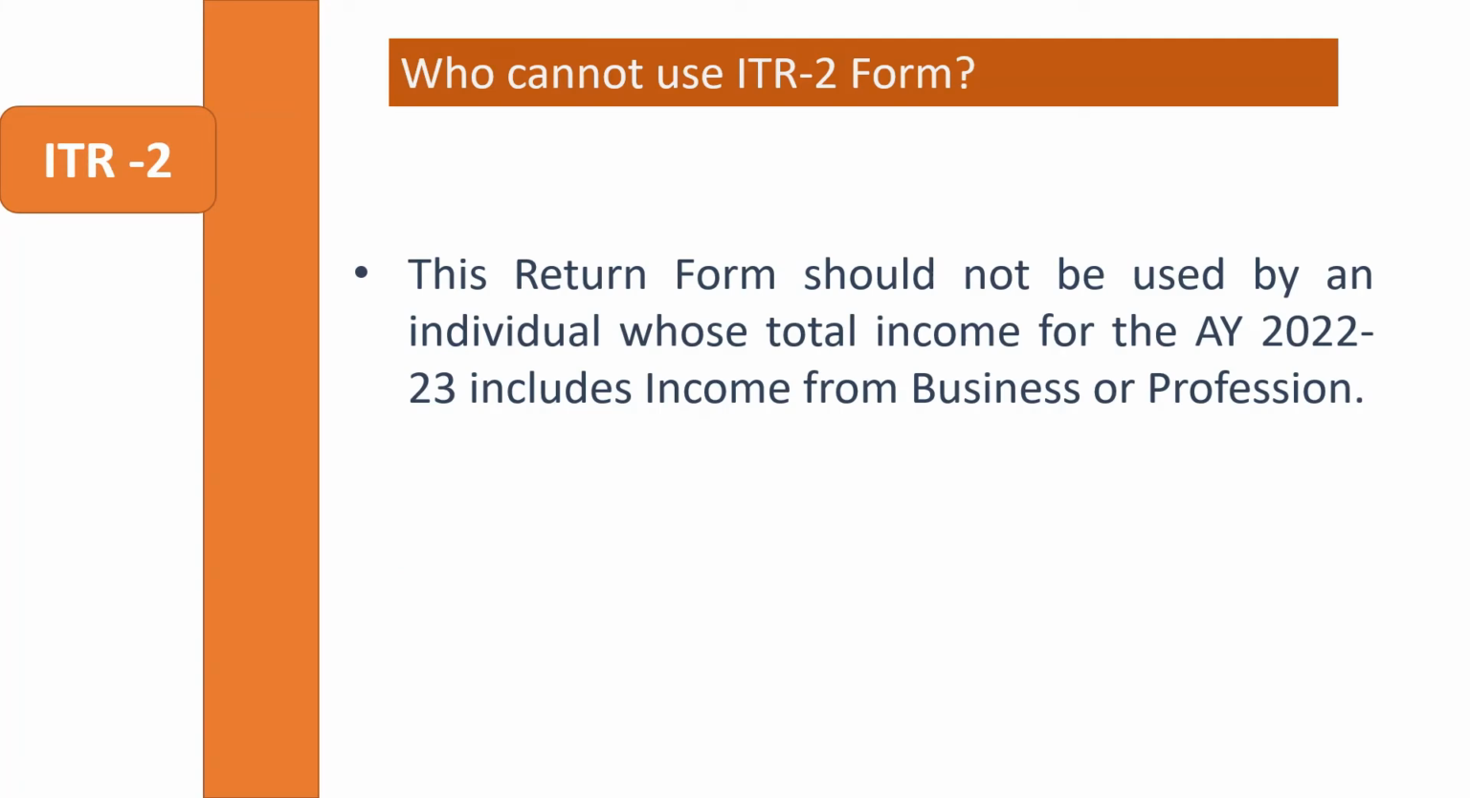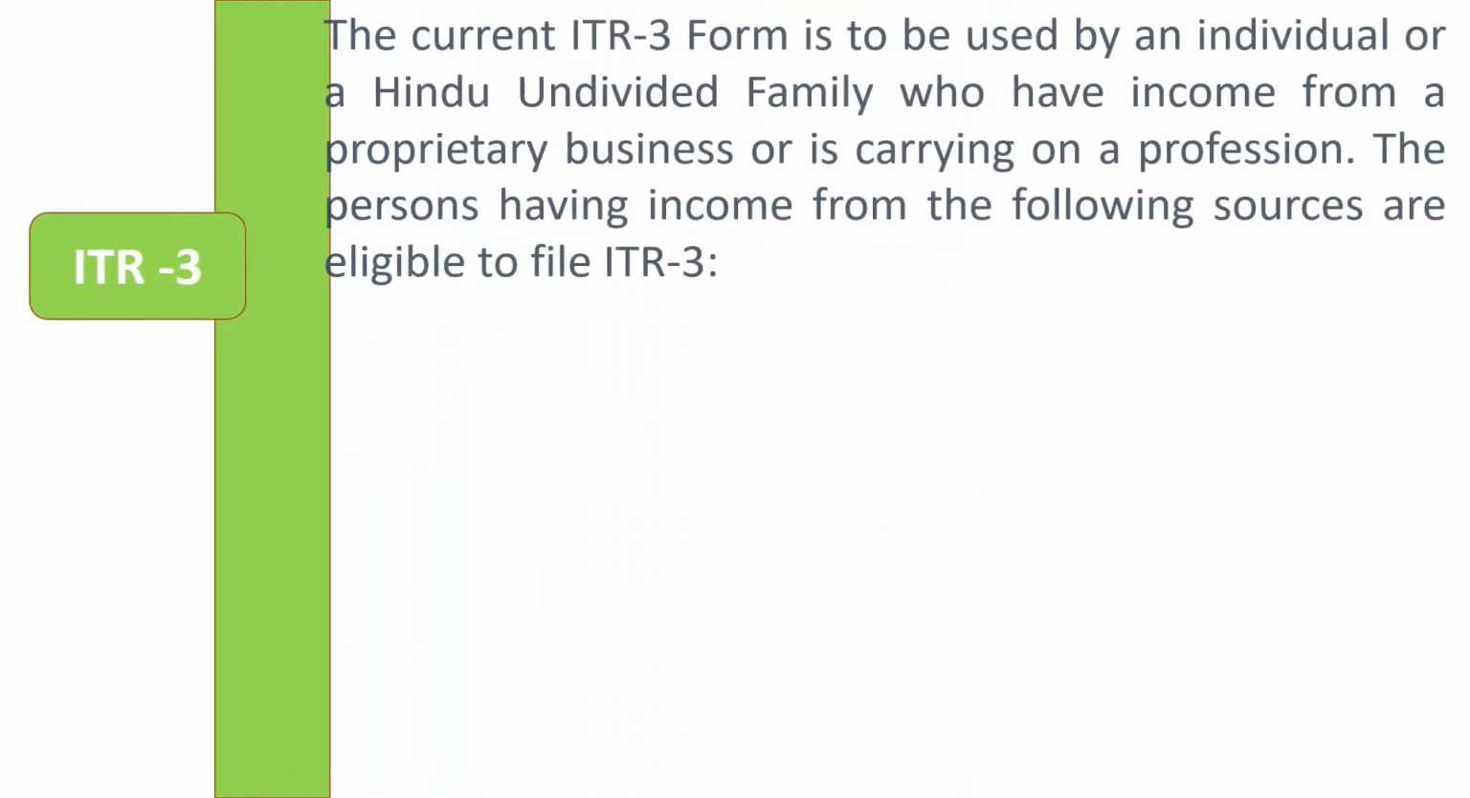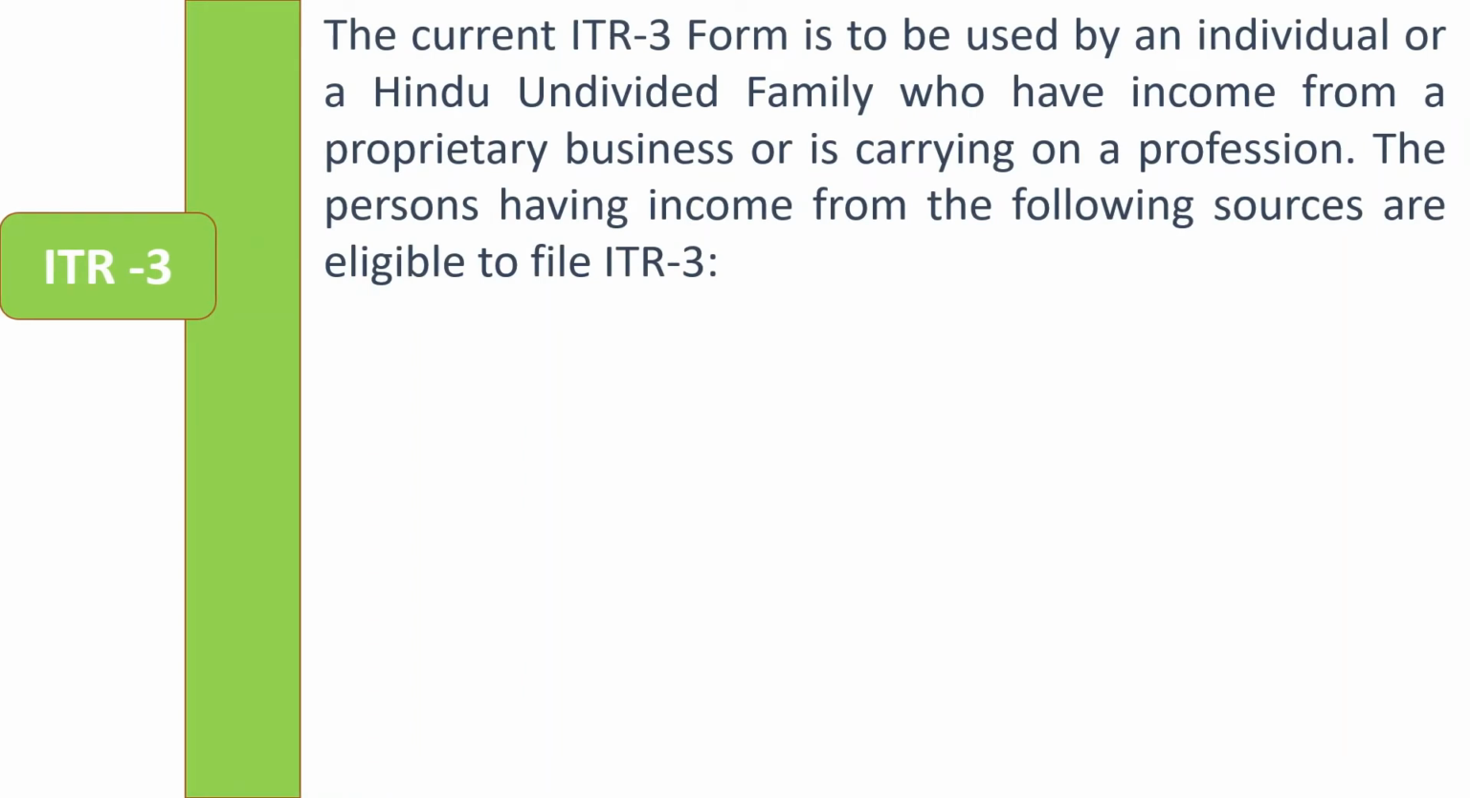Who cannot use the ITR2 form? This return form should not be used by an individual whose total income for the assessment year 2022-23 includes income from business or profession. Now, ITR3. The current ITR3 form is to be used by an individual or a Hindu undivided family who have income from a proprietor business or is carrying on a profession.